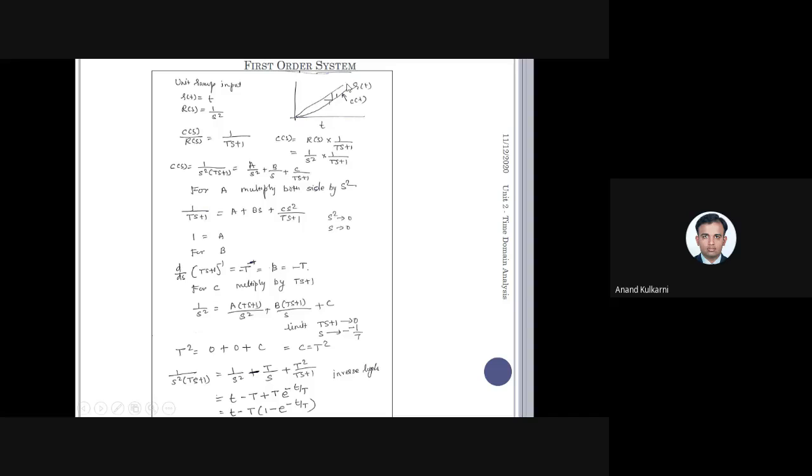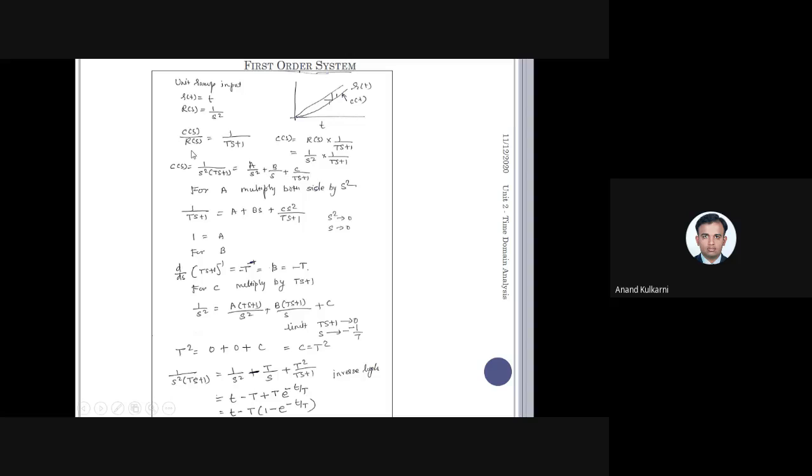Unit ramp function is a straight line. You can see this top straight line is the unit ramp function. Unit because the slope of this line is 1 unit. That means the angle is 45 degrees. So r of t is t and r of s is 1 upon s square, that we have seen in the previous class. So now instead of any magnitude, it is 1. It is 1t actually. R of t is 1t, that is slope is 1. So r of s is 1 upon s square.